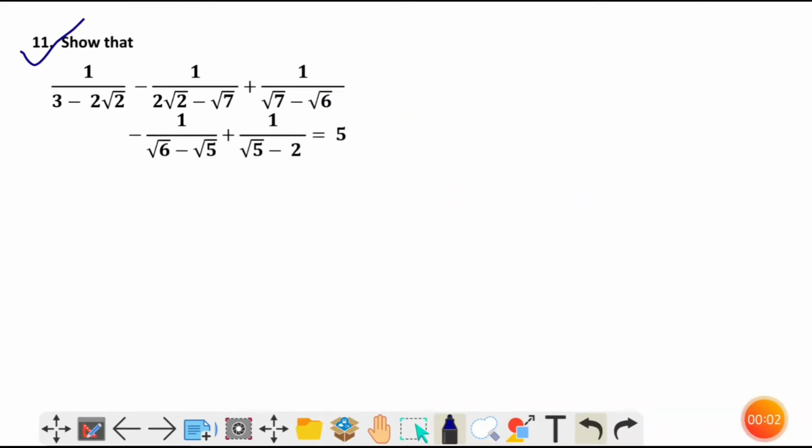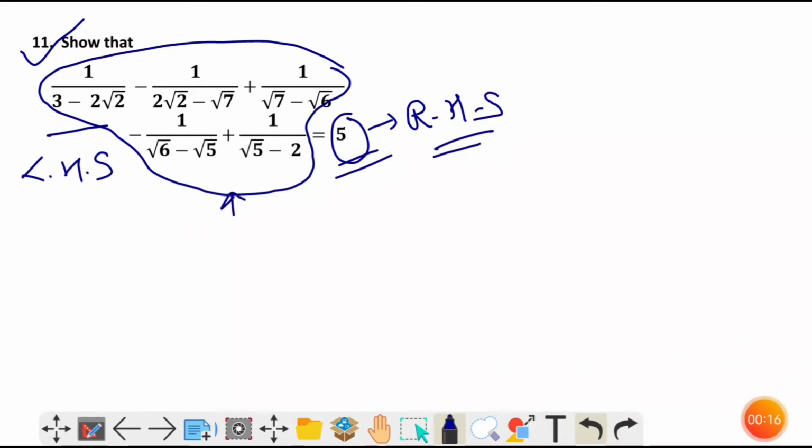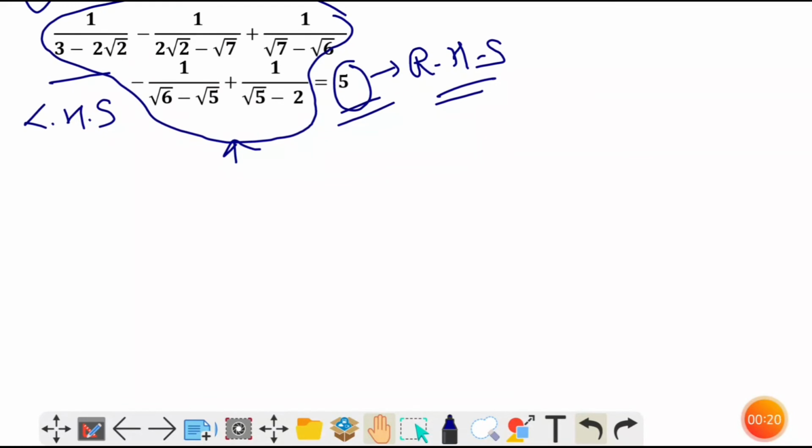Let's go to question number 11. So that means we have to find left hand side value equals to 5. That means we have to prove left hand side equals to right hand side. Solving the left hand side, we have to get 5. So for that we'll write left hand side.